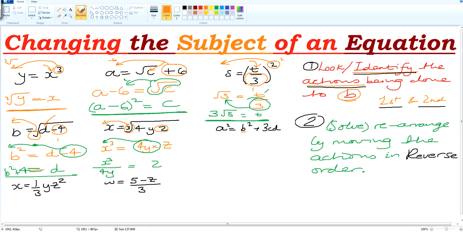What's been done to the b first? That's the first action, and then it's been added by 3cd, which is the second action. All of that is the second action. It's been added by 3cd. Don't split them up. Opposite of add by 3cd is, so we do the last action first, a squared minus 3cd is equal to b squared. Now we are in the position to move the square over. Opposite of squaring is square rooting.